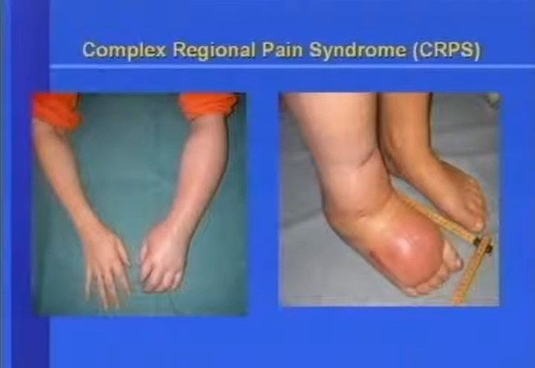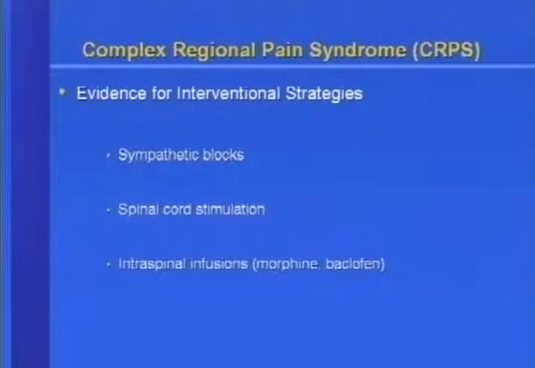There are significant toenail changes here as well, and reports of an enhanced sweating sensation. So she feels like the leg on the right sweats abnormally and sweats much more than the leg on the left. What's the evidence for injections, for interventional strategies to help treat this?